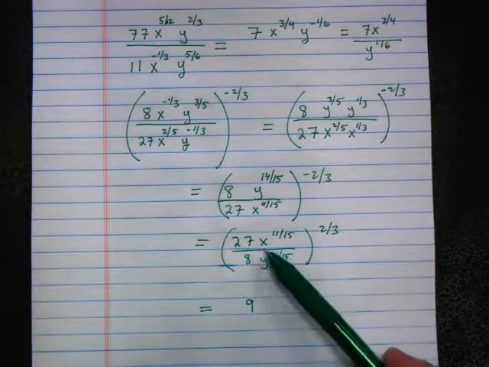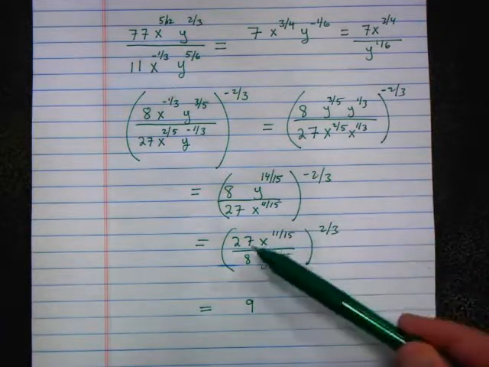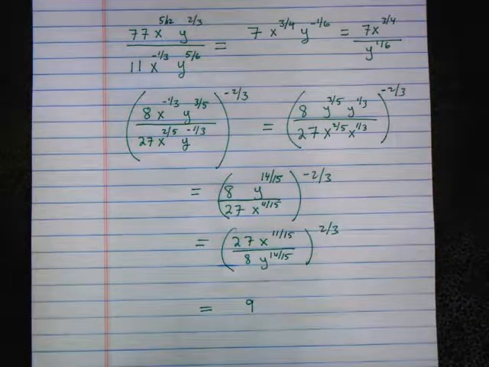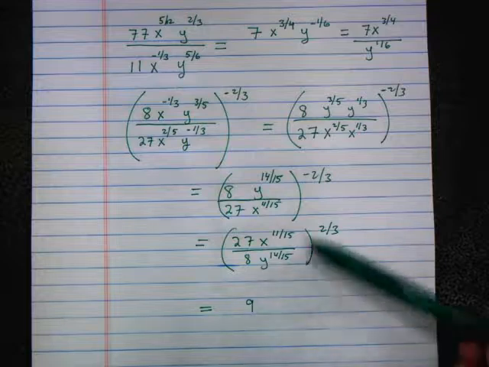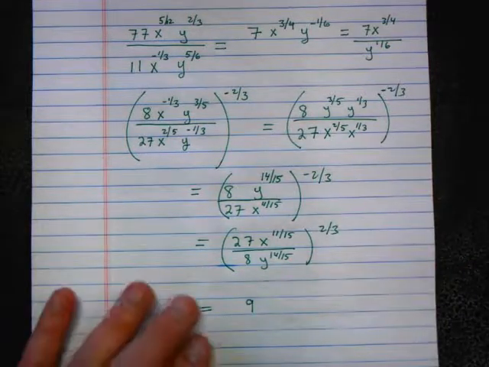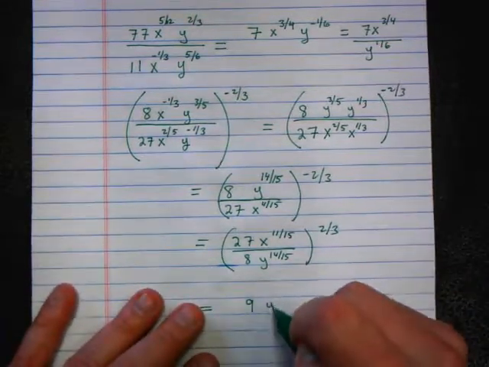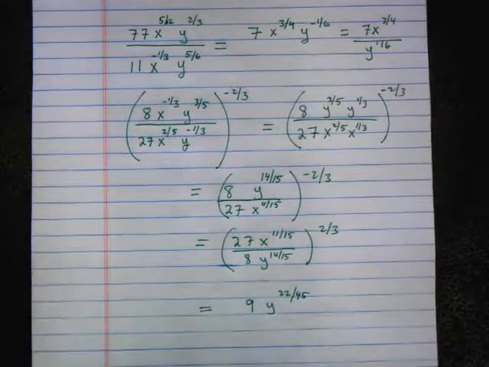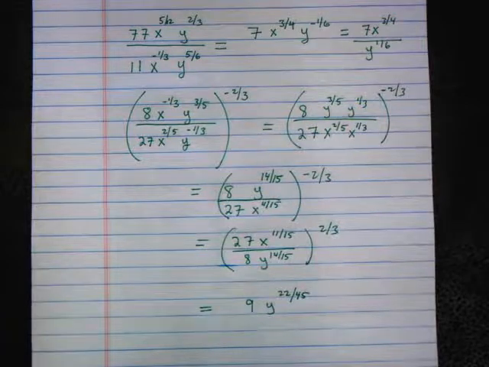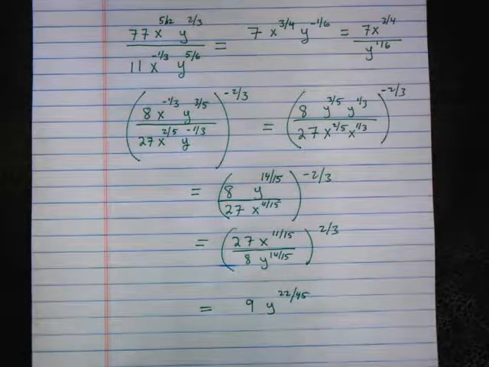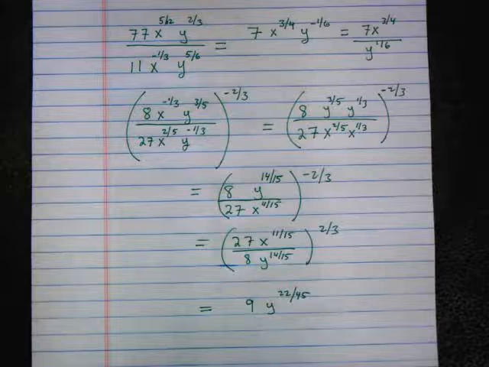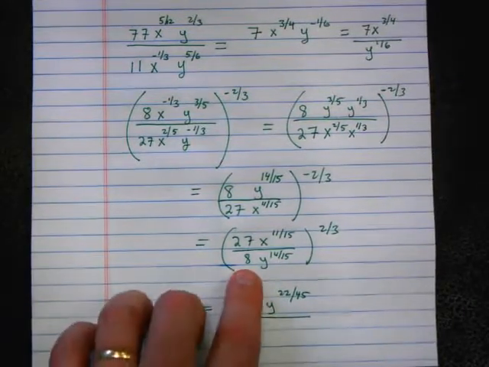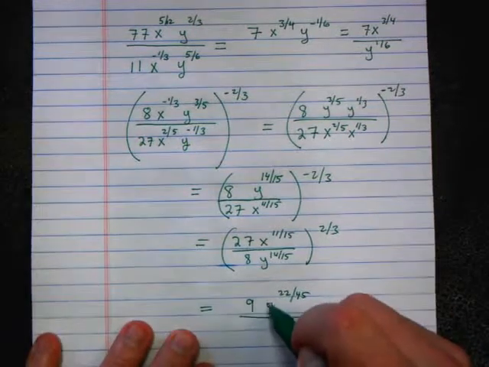What do you do with the x to the 11/15 to the 2/3? What do you do when you have a power and another power? That's where you multiply. When you have a power followed by another power, you multiply. So that's x to the 22/45. Multiply tops, multiply bottoms. I don't think anything simplifies there, unfortunately. Over. Same deal on bottom.